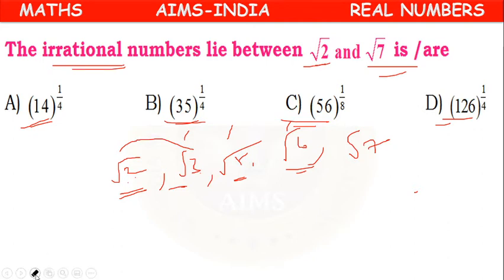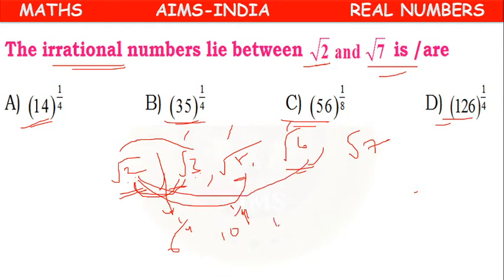Let's see the possibilities here. If we multiply these two, in between them we will have 6 to the power of 1 by 4. If you multiply these two, 2 and 5, 10 to the power of 1 by 4. If you multiply 2 and 6, 12 to the power of 1 by 4. If you multiply 2 and 7, 14 to the power of 1 by 4.